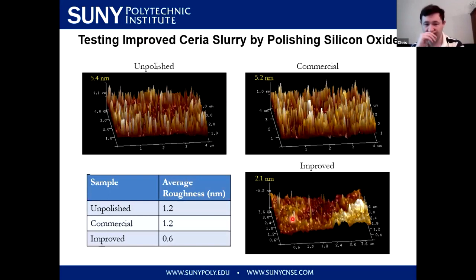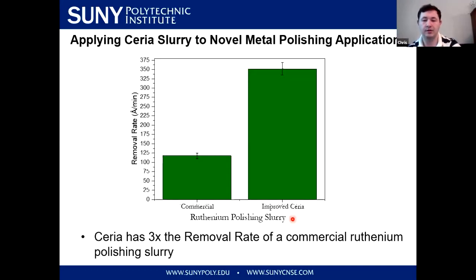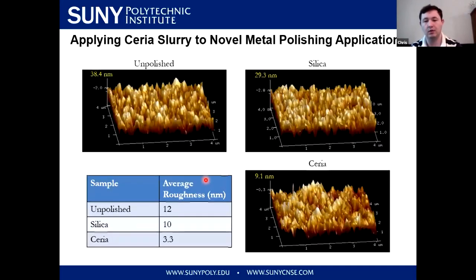The improvements and changes we made to the ceria slurry also allow them to be used for metal polishing. And these are new and novel applications. And this one we were polishing ruthenium. We found that our ceria slurry polishes at 3 times the rate of a traditional ruthenium polishing slurry, and our roughness improved this time by a factor of about 4 over the traditional ones made with silica.